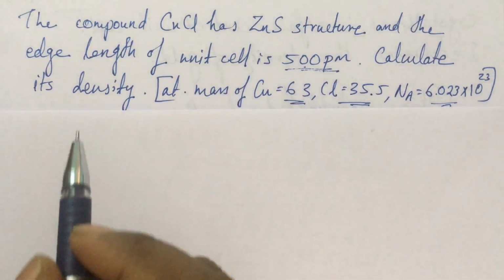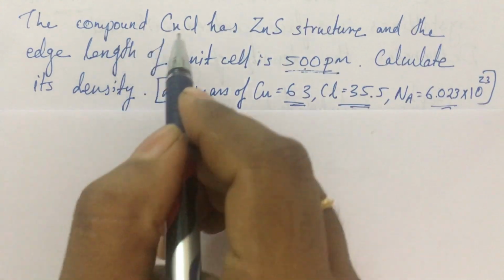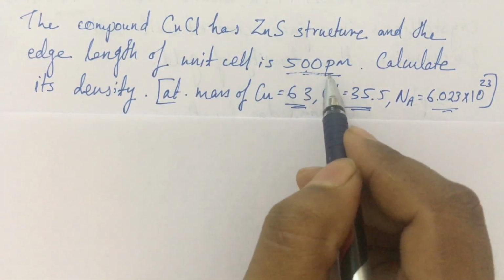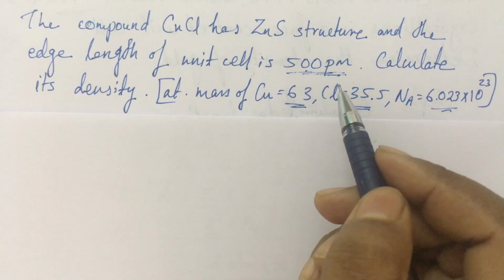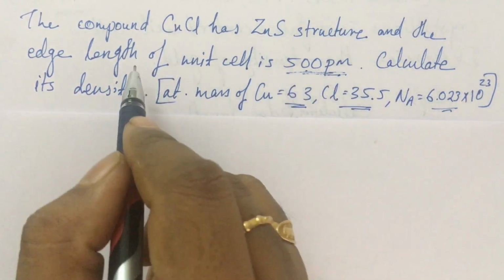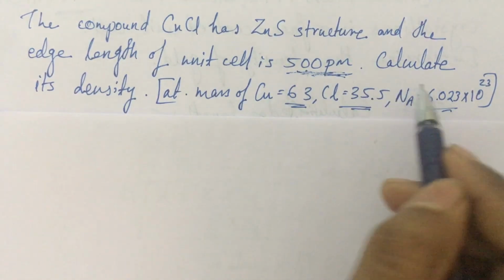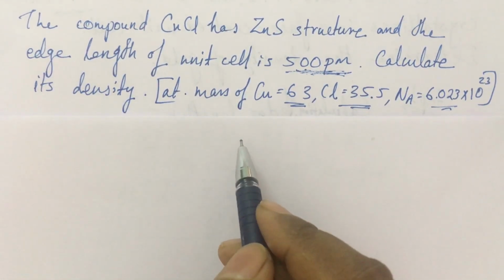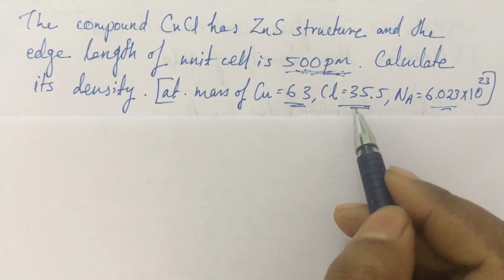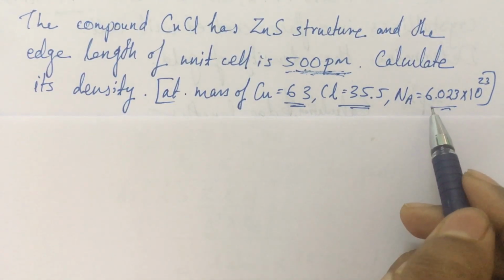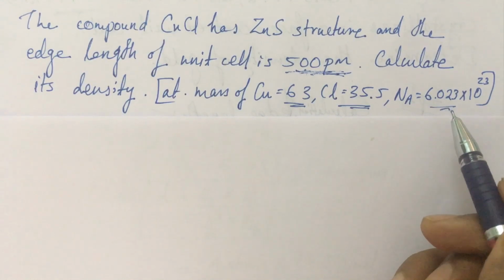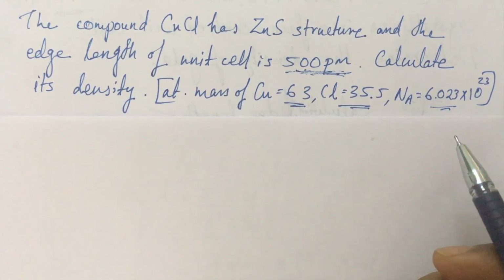So children, here we have the second question, that is, the compound CuCl has ZnS structure and the edge length of unit cell is 500 picometer. In the previous question, edge length was not given, correct? In the earlier question, radius was only given. Here directly edge length is given, that is 500 picometer. Calculate its density. In brackets, the atomic mass of Cu is given as 63 and chlorine we know is 35.5, and Avogadro number is 6.023 into 10 raised to 23. Okay, either you can take 6.022 or 6.023, there is no problem, only a slight difference comes.